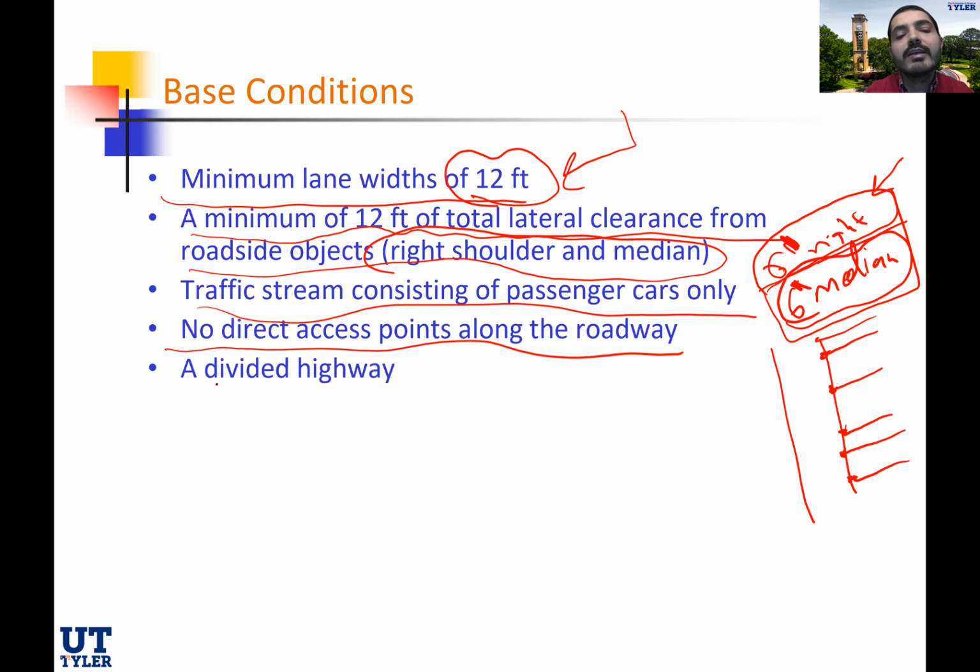Another base condition is a divided highway. Again, we didn't talk about this for freeways because it's a given.